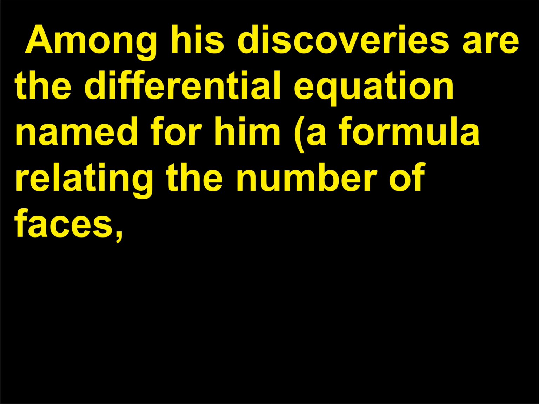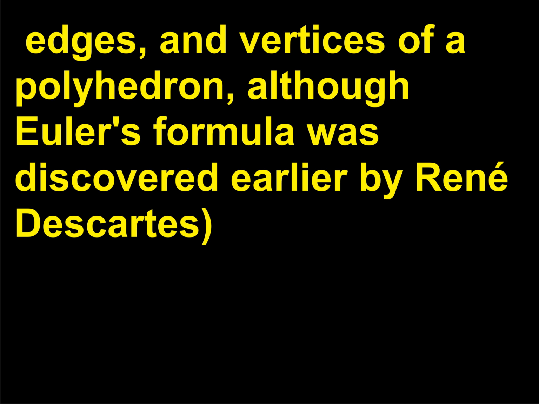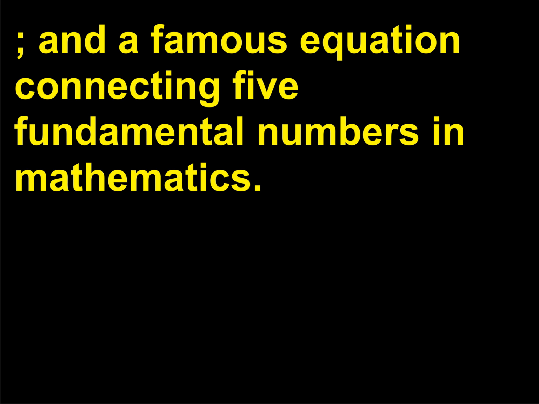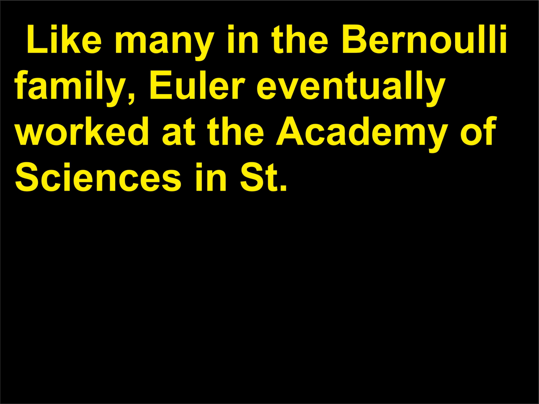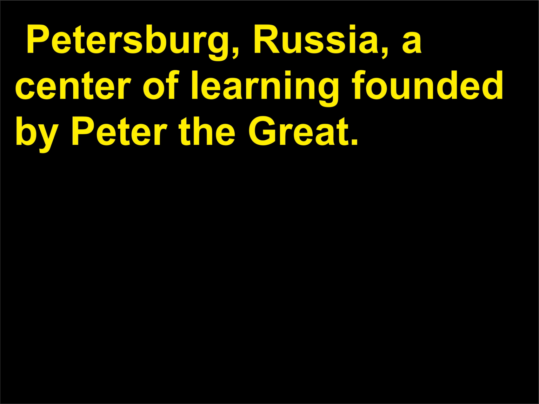Among his discoveries are the differential equation named for him, a formula relating the number of faces, edges, and vertices of a polyhedron, although Euler's formula was discovered earlier by René Descartes, and a famous equation connecting five fundamental numbers in mathematics. Like many in the Bernoulli family, Euler eventually worked at the Academy of Sciences in St. Petersburg, Russia, a center of learning founded by Peter the Great.